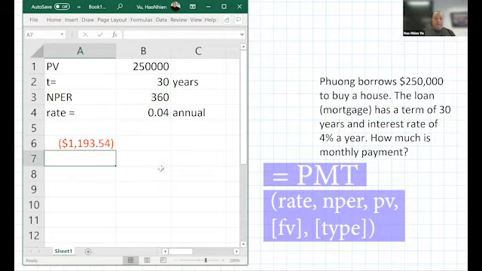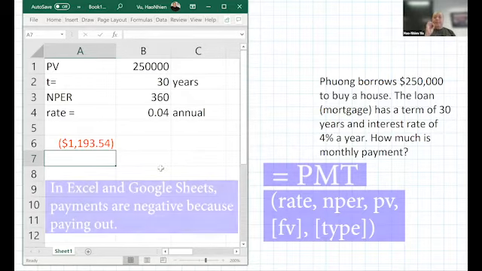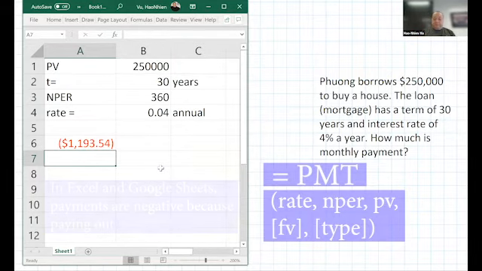And hit enter, and the answer is negative 1,193.54. In Excel and Google Sheets, payment amounts are considered negative because you're paying out. When you're paying out, it counts as a negative.